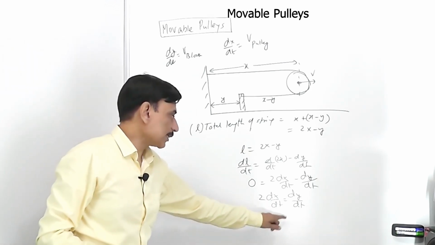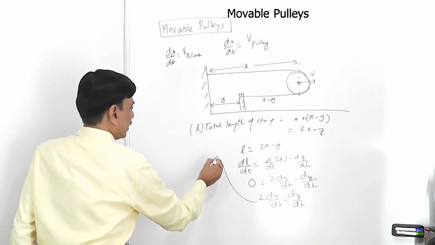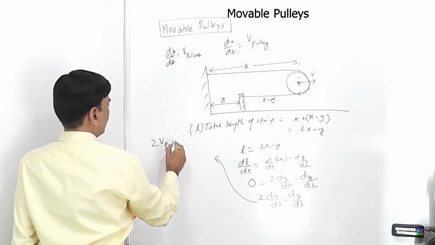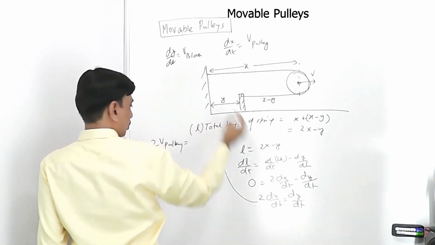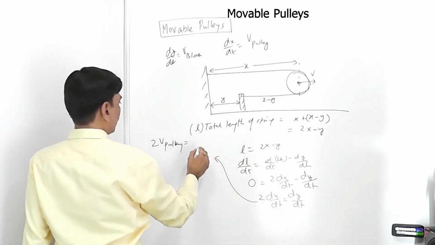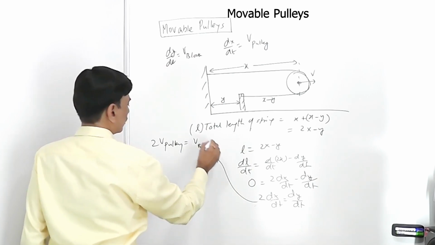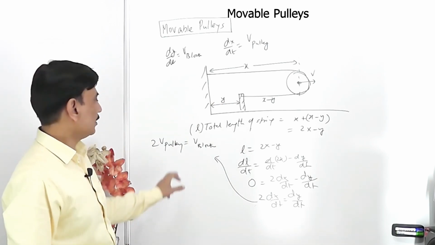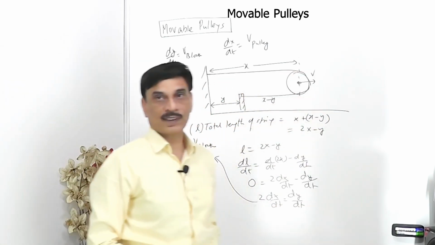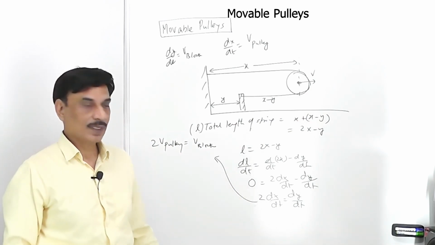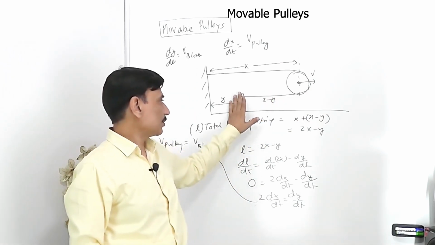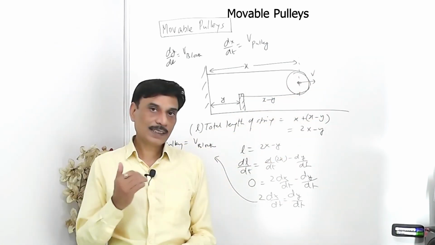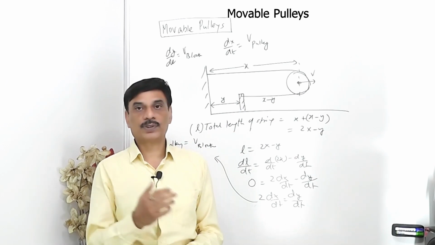So when we say 2 dx by dt is equal to dy by dt, it means 2 times the velocity of the pulley is equal to dy by dt. What is dy by dt? Velocity of the block. That is, the velocity of the block is double the velocity of the pulley. Similarly, we can differentiate it once again and get that the acceleration of this block is double the acceleration of this pulley in this direction. Let's use this concept to solve the questions on movable pulleys.